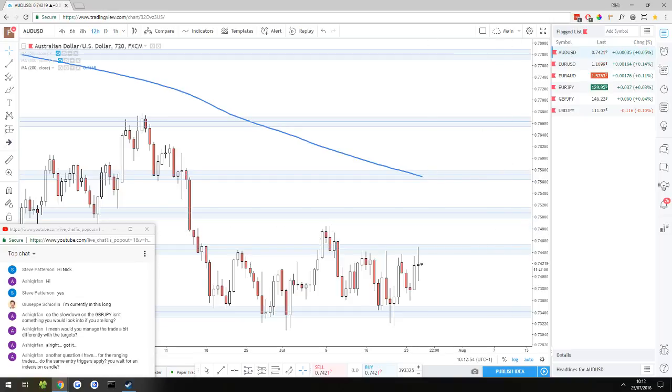Yeah, for the ranges, we're just looking for reversals, just classic reversals, but in between the ranges. So I'd be looking for indecision there to go short, indecision here to go long, indecision there to go short. It's just that in these range-bound periods, these become higher probability trades.